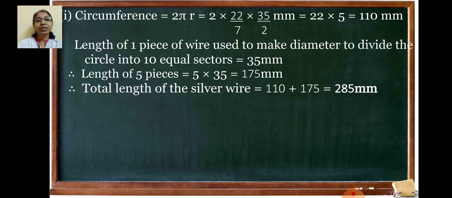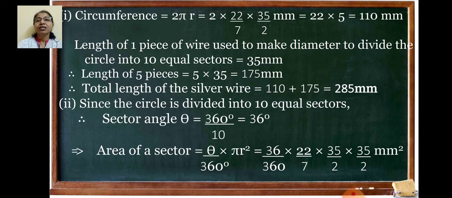Right. Now secondly, we have to find the area of each sector of that brooch. So for that we need central angle theta. So let us find that theta first. Since the circle is divided into 10 equal sectors, you know the measure of angle around the center is 360 degree. That 360 is divided into 10 equal parts. So the central angle theta is equal to 360 divided by 10, that is equal to 36 degree. So theta, the angle of each sector, is equal to 36 degree.